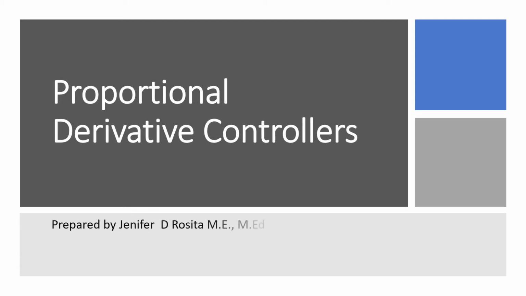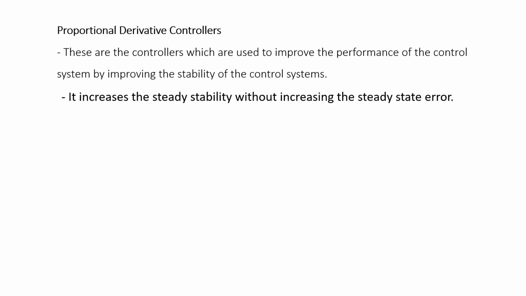Today we are going to see about proportional derivative controllers. So the next type of controller is what? It is the proportional derivative controller. These are the controllers which are used to improve the performance of the control system by improving the stability of the control systems.